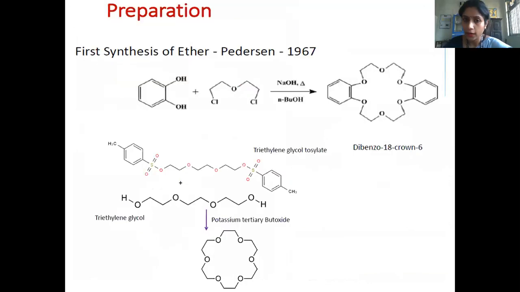Now, how it was prepared, like I told, it was prepared by Pedersen in the laboratory. So there are 2 methods given. You can take anyone.